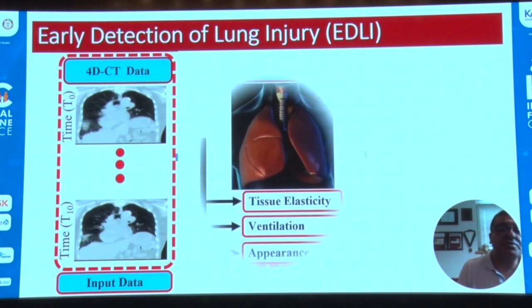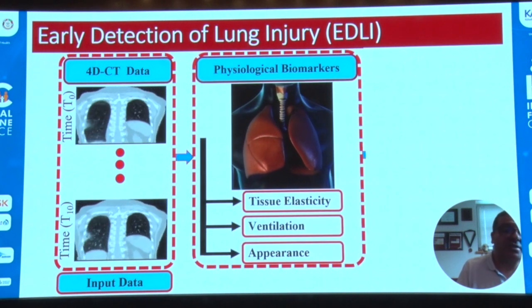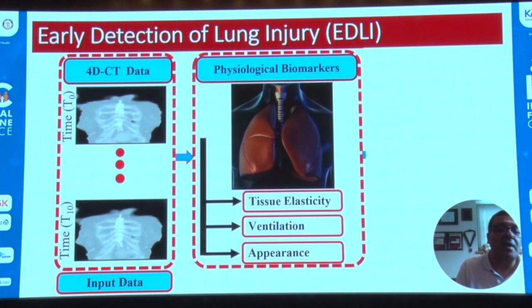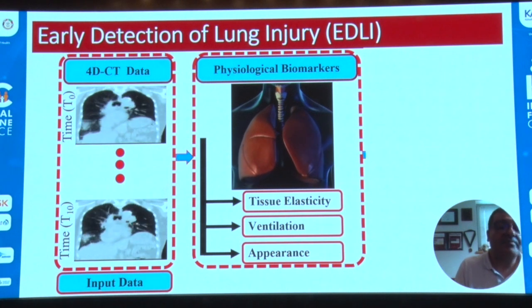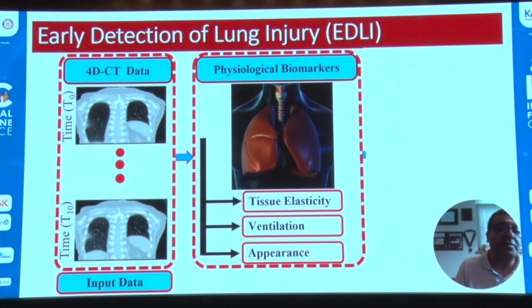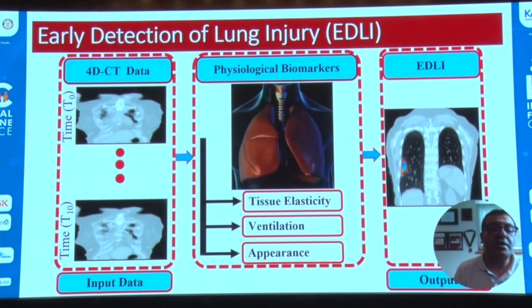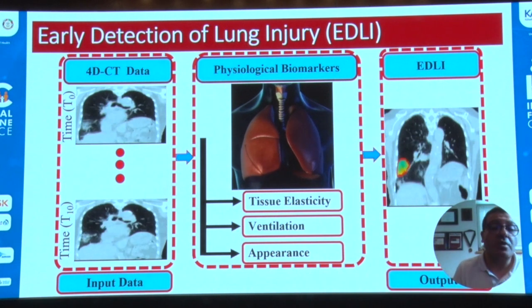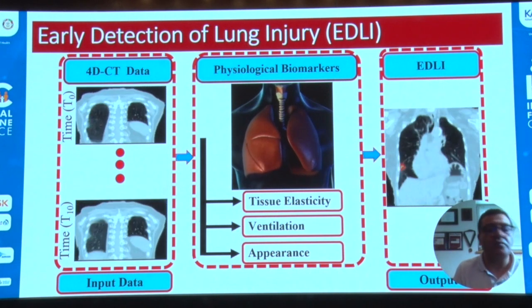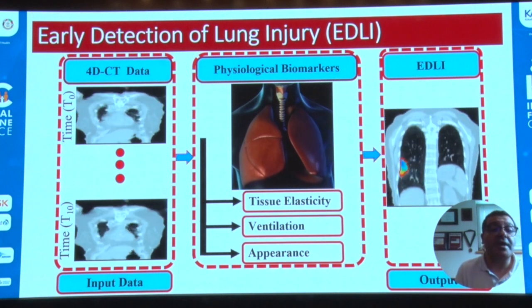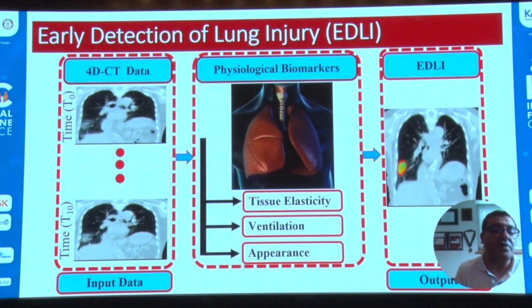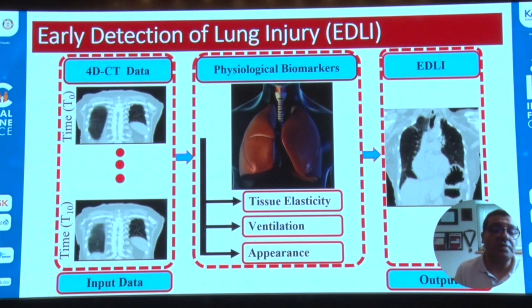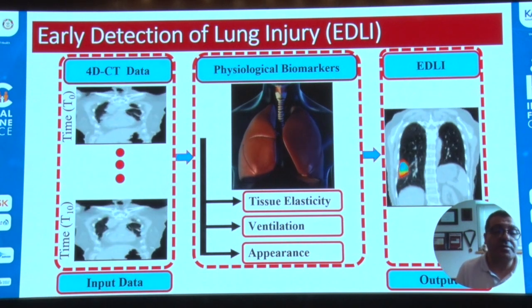Based on this, we started to get four-dimension CT, and we analyze and measure the strain and the ventilation of the lung tissue. And we give this report to the doctor after four to five sessions. Then the doctor can determine at this point that we have to stop, and we can start another type of therapy like radiotherapy.